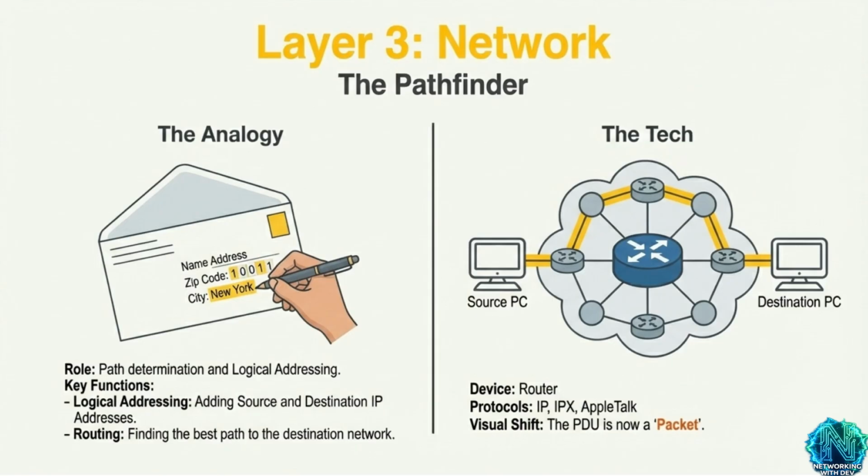This layer performs logical addressing by adding the source and destination IP addresses to your data. It also handles routing, which is the process of finding the absolute best path across the interconnected web of networks to reach the destination. This is where the router lives. It uses protocols like IP, Internet Protocol, IPX, or AppleTalk to navigate the traffic. We have another important visual shift here. Now that we've added IP addresses to our segment, the PDU is officially called a packet.